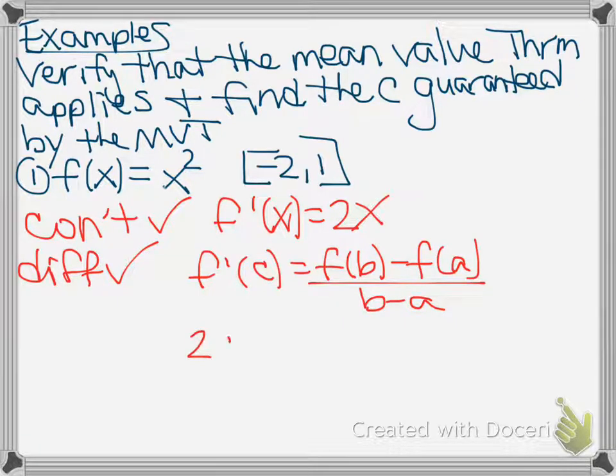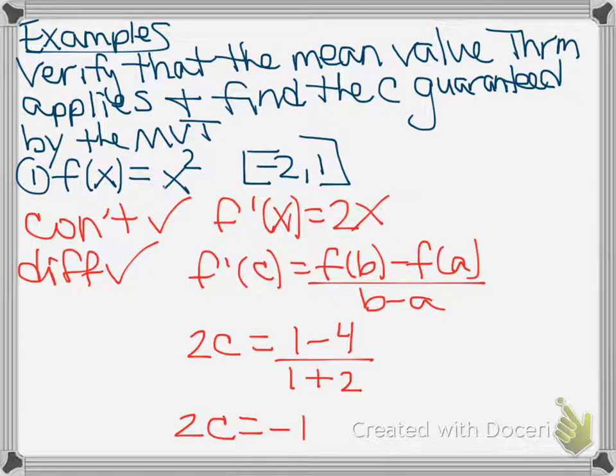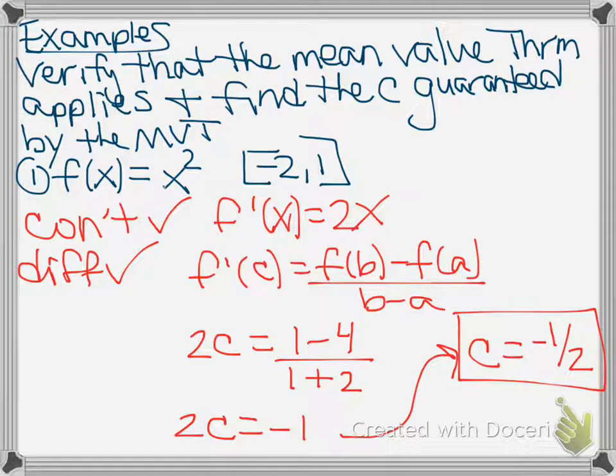All right, that means 2c equals f of b. Plug in 1, we get 1. Plug in negative 2, we get 4. Over 1 minus negative 2. That means I have 2c equals negative 3 over positive 3. That's negative 1. Bringing it back up here for space. c equals negative 1 half.